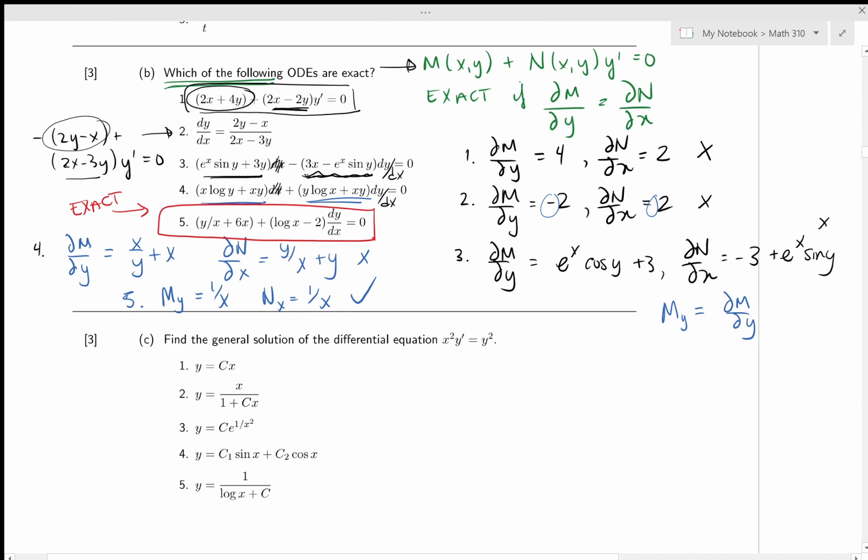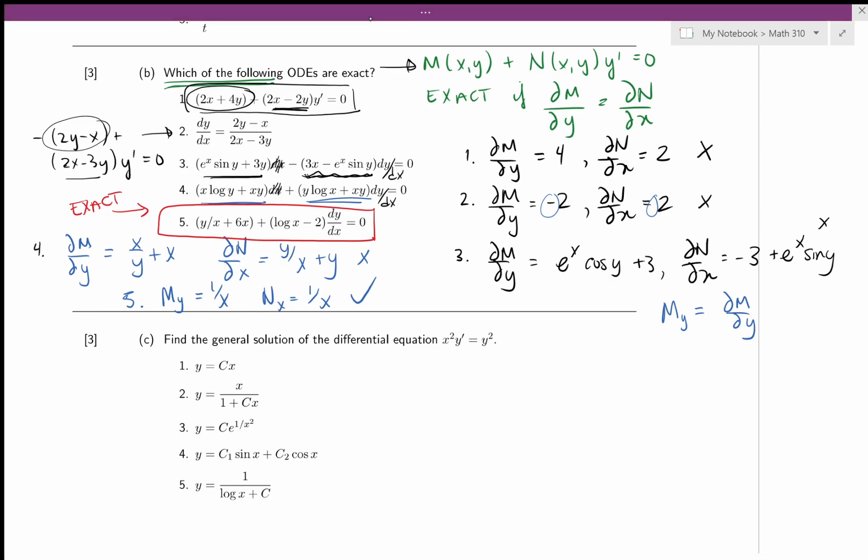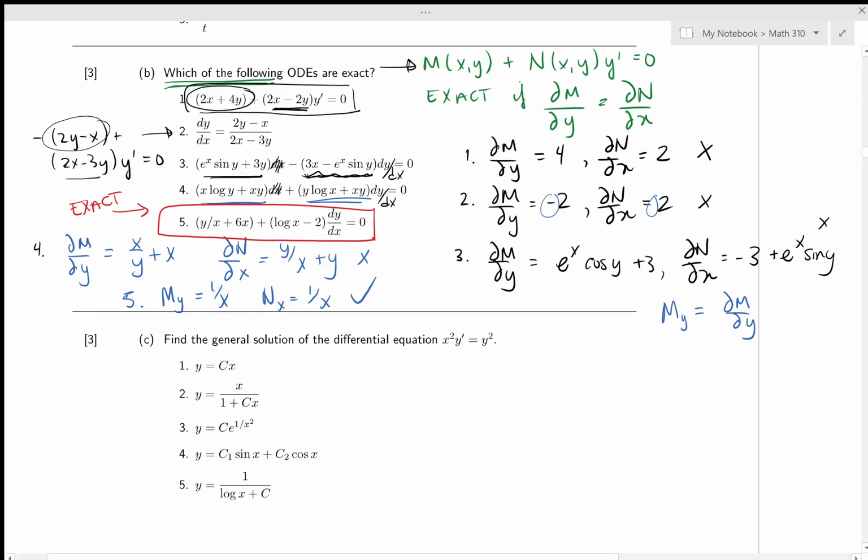Next question. Find the general solution. It's first order separable. So I can write it this way. Oh, what happened? Sorry, let me just close that. It's first order separable. So I have x squared dy by dx is equal to y squared, and that means dy divided by y squared equals dx divided by x squared.